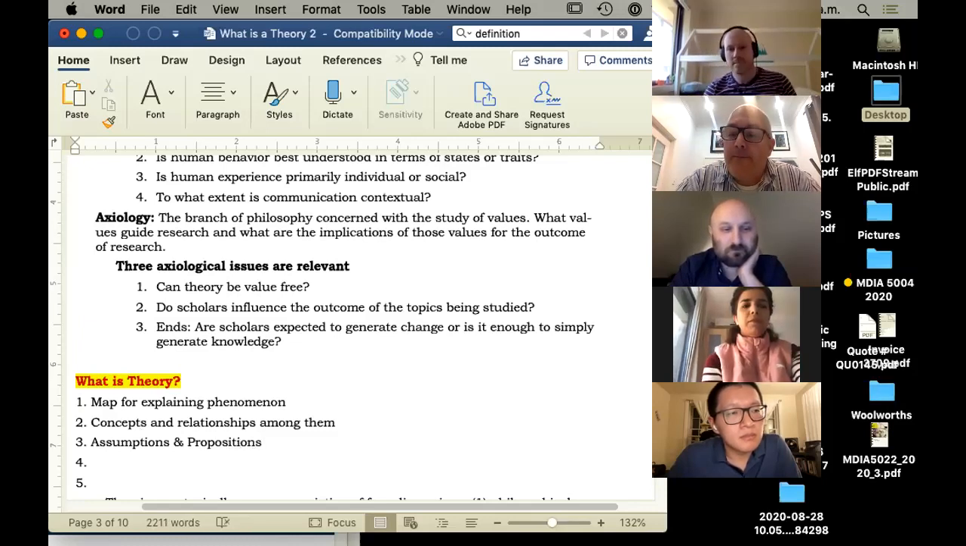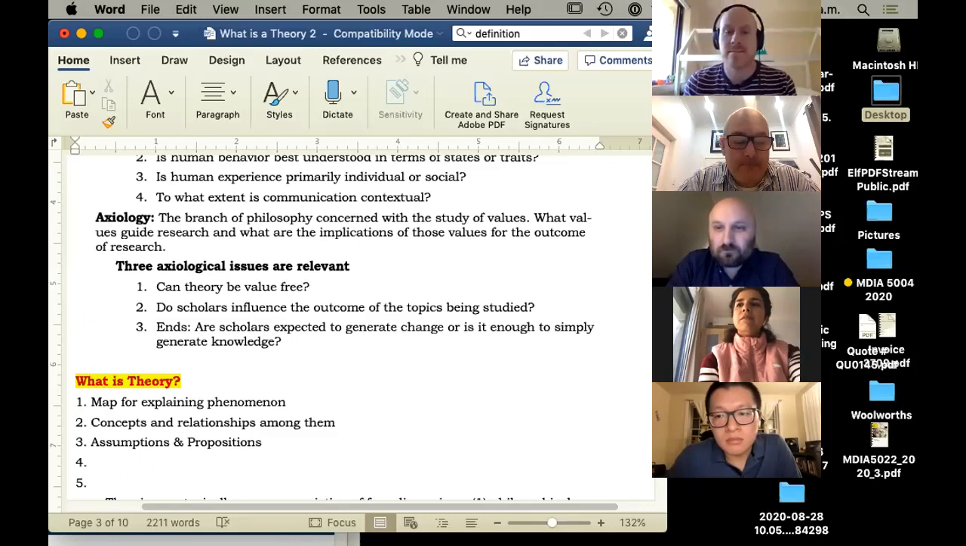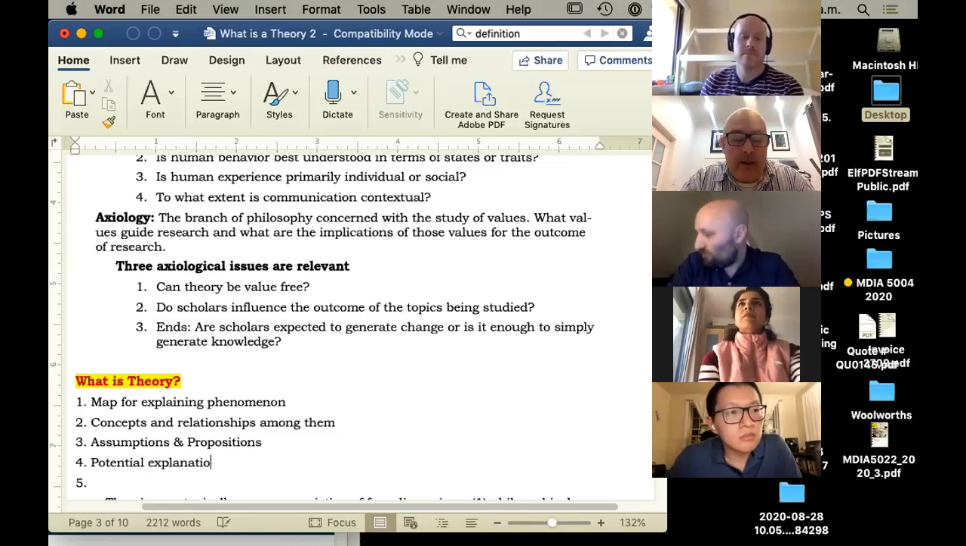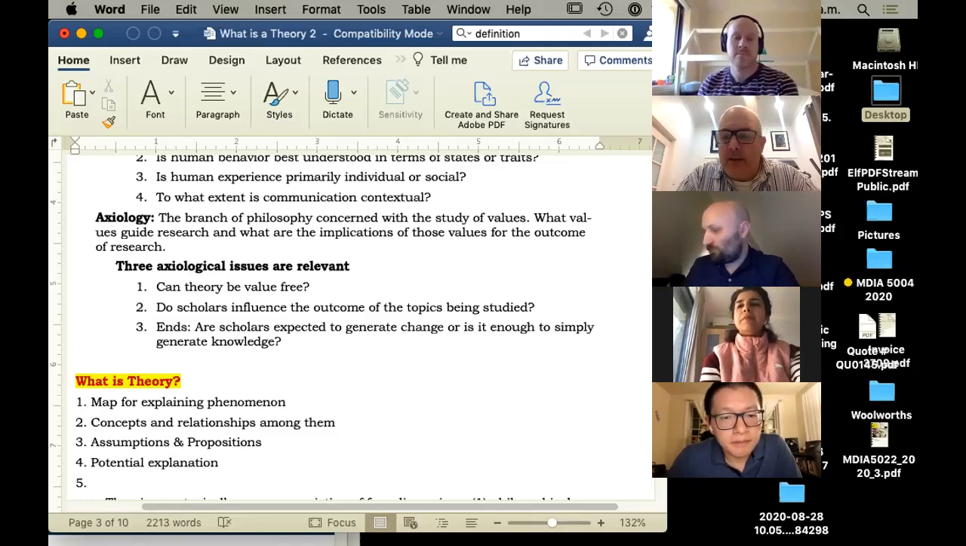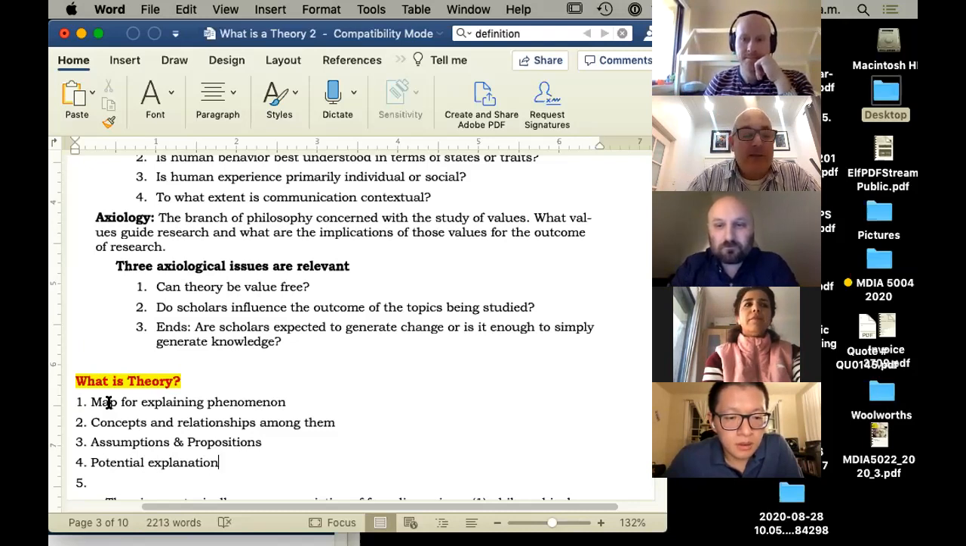Any others? I was going to say something similar to Mitchell, but I was going to also say that it's a potential explanation for a phenomenon that's not necessarily set in stone. Yeah, and of course we were taught about Occam's razor, and we're taught about the idea that theories should be able to be disproven, that we have to construct theories in a way that we can test them. And so there is that sense about it.